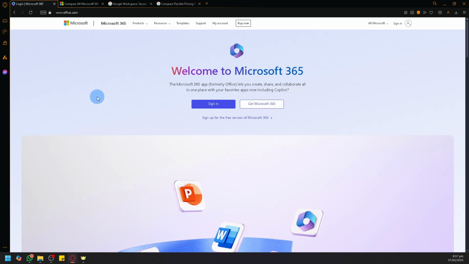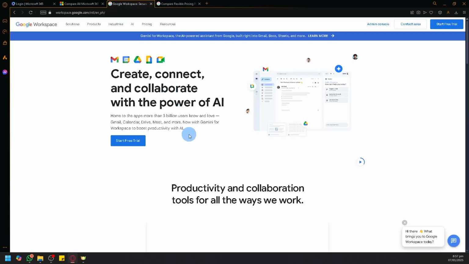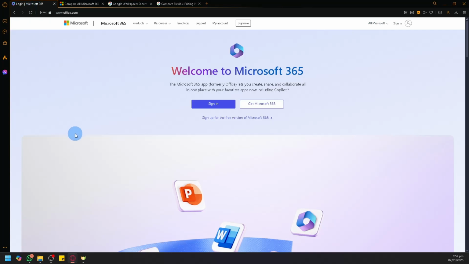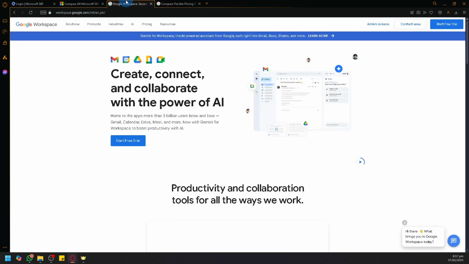In today's video, let's discuss and compare the main differences between Microsoft and Google Workspace, with their different features, after utilizing their software, their products, and so on and so forth. So first things first, there are many differences between these two platforms. Let's compare them on a basic level.